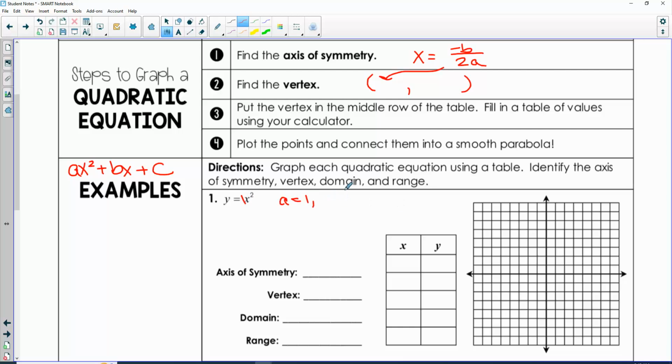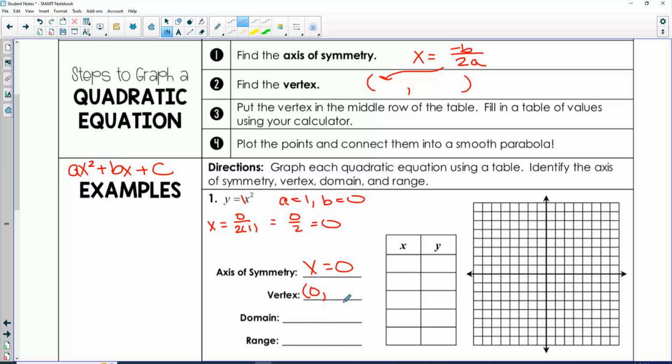Do I have an x term? No. So if we don't have it, what's b? 0. Okay. So when I did the axis of symmetry, the opposite of 0 is still 0 over 2 times 1. 0 divided by 2 is 0. Okay, so axis of symmetry, x equals 0. My vertex, 0 is the first point.